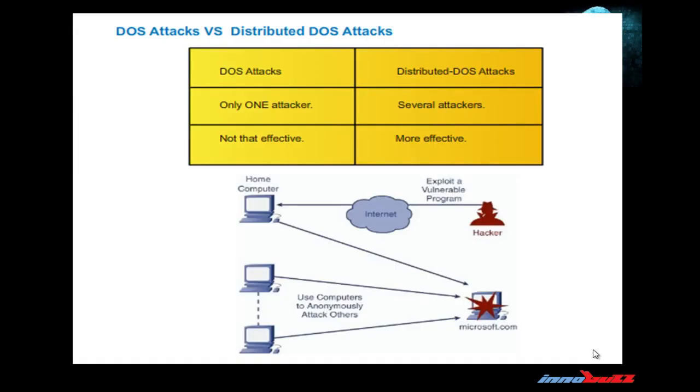You can see in the diagram how a denial of service attack is planned. The attacker attacks a vulnerable machine and controls that machine for the DoS attack purpose. Most of the time, bots are used for a DDoS attack.